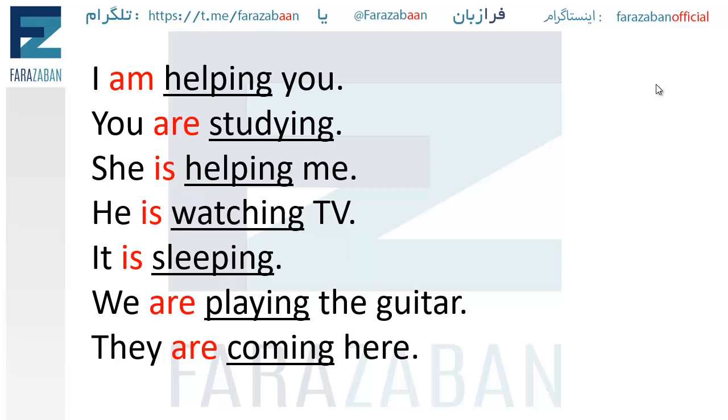What do we need? Yes, a to-be verb. For I, we say am. For you, we, they, we say are. And for he, she, it, we use is. So, after am, is, are, we have the verb plus ing. I'm helping, you are studying, she is helping, he is watching. Okay, so this is the structure: am, is, are plus verb plus ing.